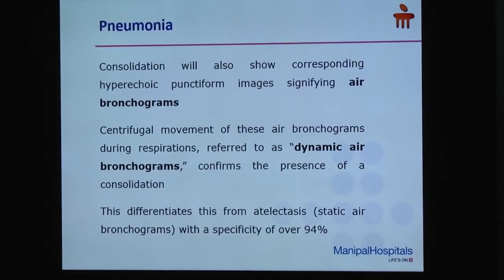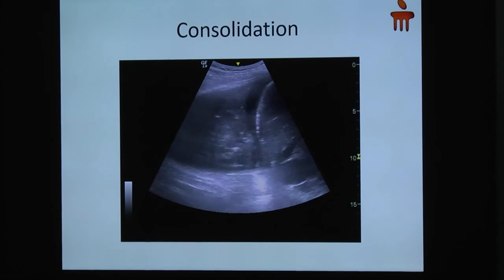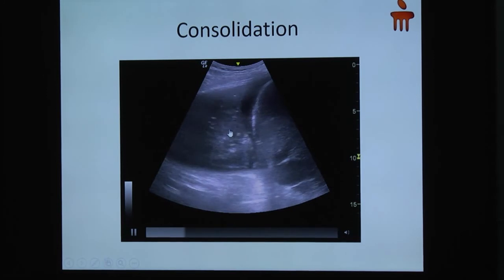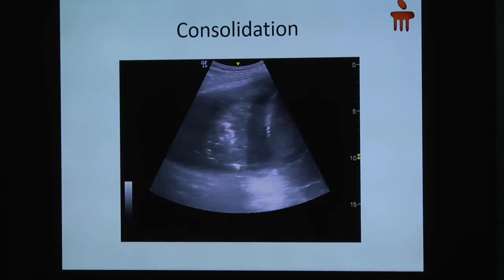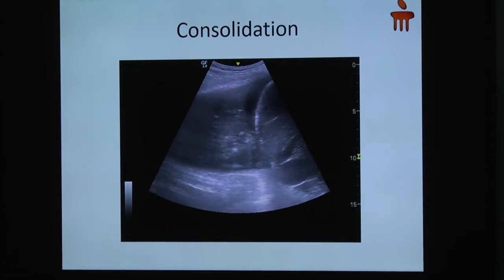Another important sign is called dynamic air bronchogram. Like in chest X-ray where you get an air bronchogram, which is pathognomonic of pneumonia, in lung ultrasound, if you get a dynamic air bronchogram, that is pathognomonic of pneumonia as well. Can you see here the white punctiform lesions? Some white dots, and with inspiration you see that they are becoming more bright. This basically means the air is going in and coming out with respiration. This will only happen in consolidation. It will not happen in atelectasis or lung collapse.